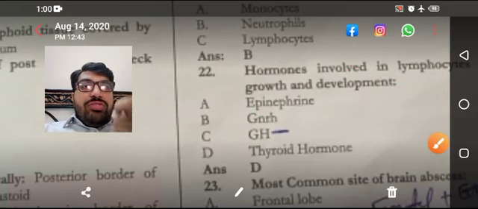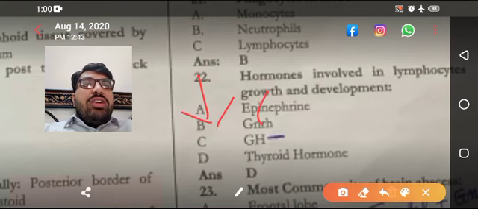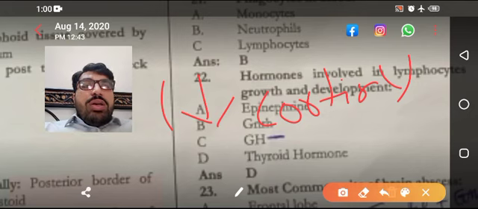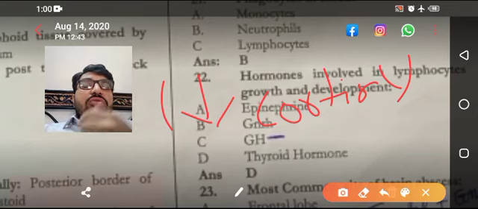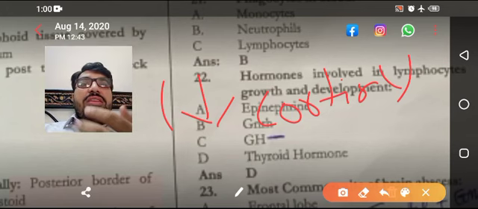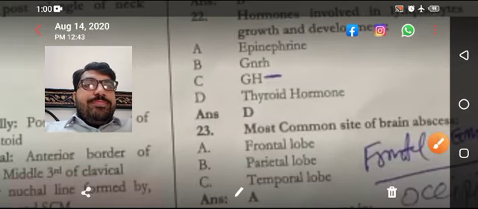And if the question says there is decreased production of T lymphocytes, the answer is cortisol. Then the answer is cortisol, because the steroids decrease what? Lymphocytes. It decreases what? Eosinophils. It decreases what? Monocytes. And it increases what? The neutrophils. By which mechanism? By decreasing the neutrophil adhesion to the endothelial surface.